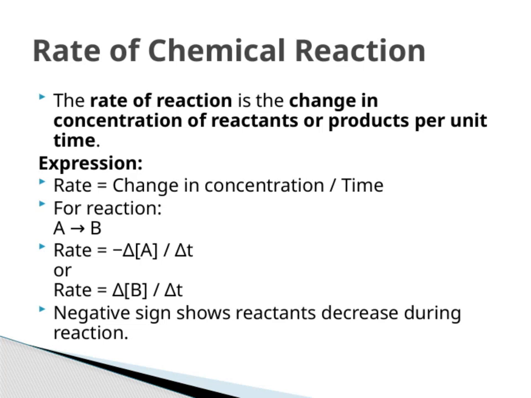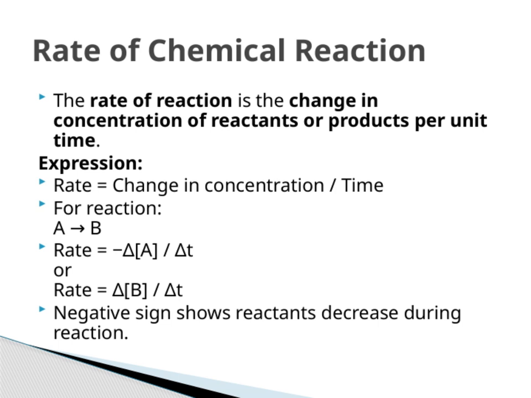Let's take a closer look at the rate of a chemical reaction. Essentially, this tells us how quickly reactants are turning into products, or vice versa. It's measured by observing how the concentration of either reactants or products changes over a specific period of time. The general expression for the rate is pretty straightforward. It's the change in concentration divided by the change in time.